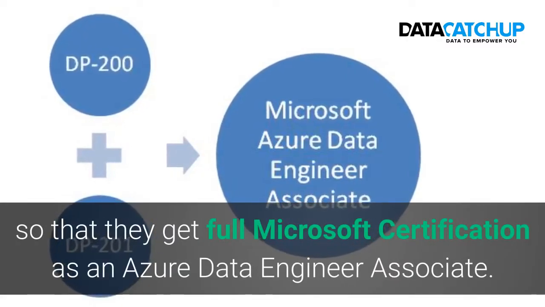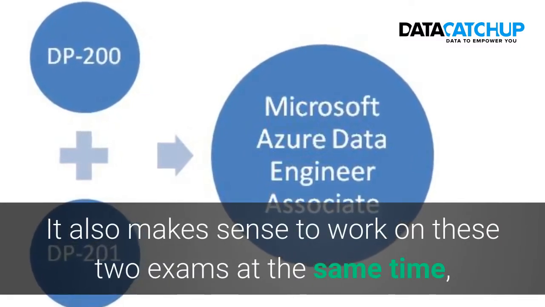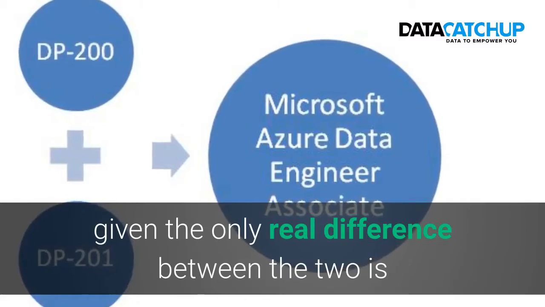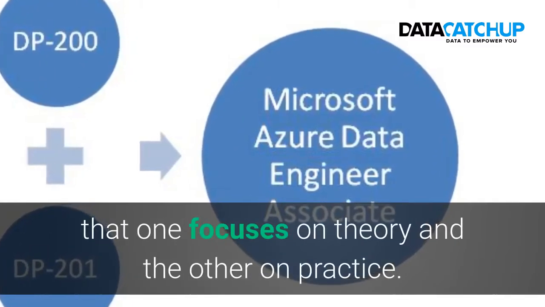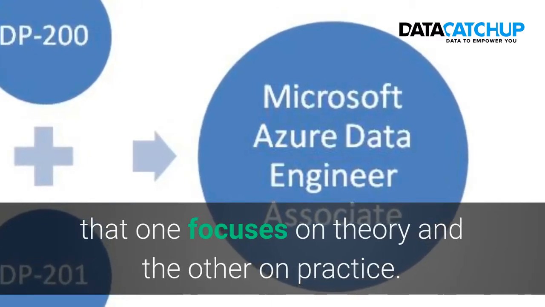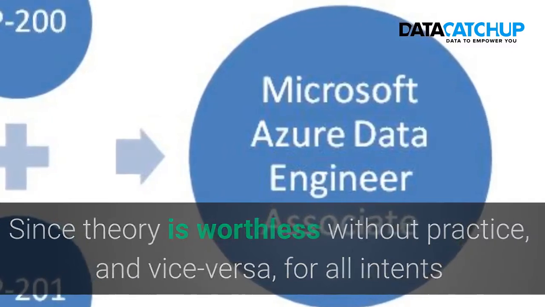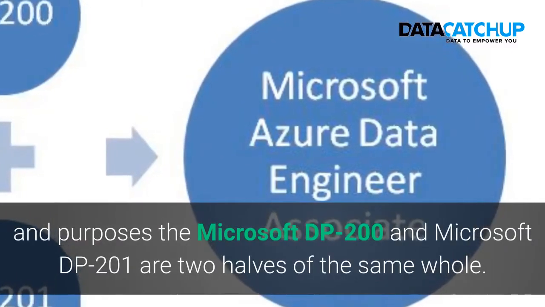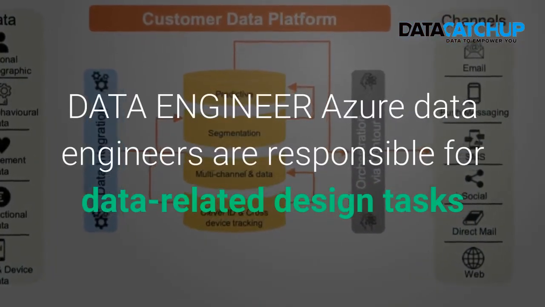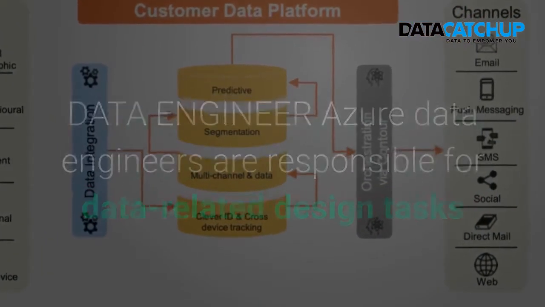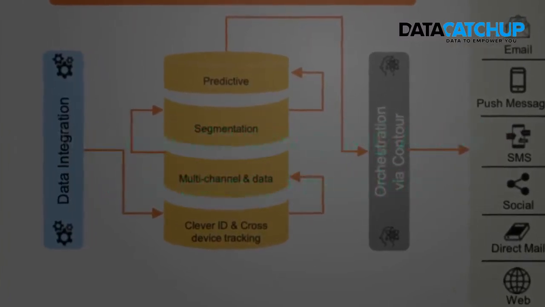Generally, someone who is planning to take the Microsoft DP-200 should also plan on taking Microsoft DP-201 so that they get full Microsoft certification as an Azure Data Engineer Associate. It also makes sense to work on these two exams at the same time, given the only real difference between the two is that one focuses on theory and the other on practice. Since theory is worthless without practice, and vice versa, for all intents and purposes, the Microsoft DP-200 and Microsoft DP-201 are two halves of the same whole.